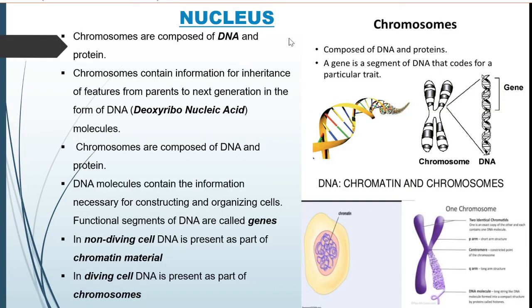So chromosome is composed of DNA, which stands for deoxyribonucleic acid. And this DNA contains the information in the form of genes, which we acquire or inherit from our parents. In non-dividing cells, the DNA appears as a thread-like structure called chromatin. Whereas in dividing cells, the same DNA gets transformed into chromosomes.